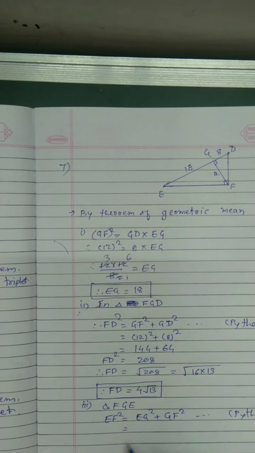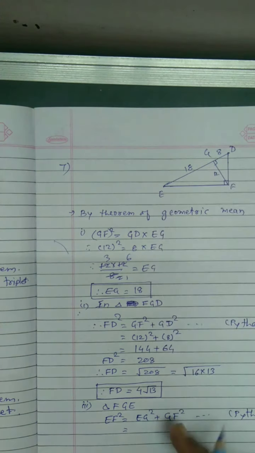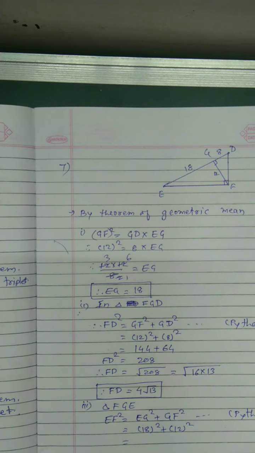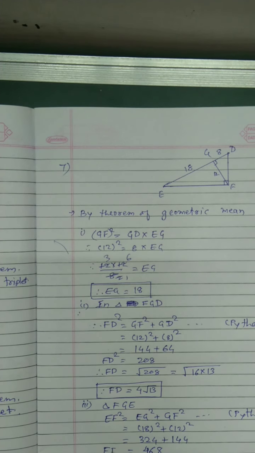And hence we get EG is 18 bracket square plus GF is 12 bracket square. Hence the values of 18 square is 324 plus the 12 square is 144. The sum of this is equal to 468 is equal to EF square.